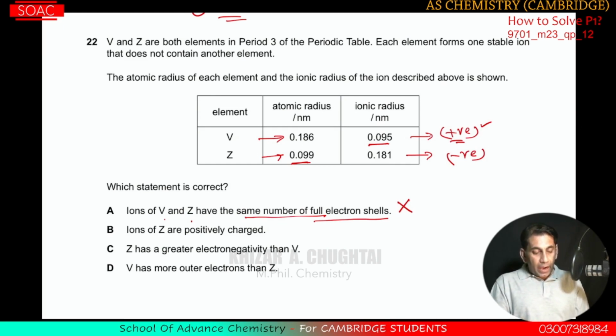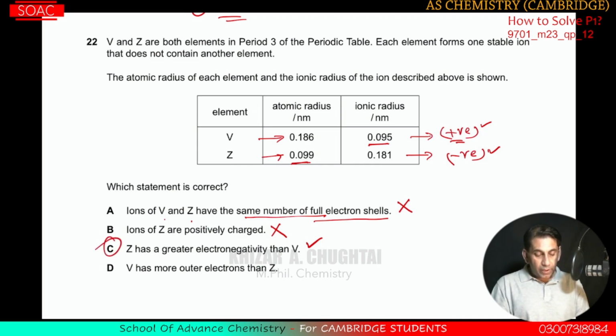Second one, ions of Z are positively charged. No, as we have checked, it is negatively charged. Z has greater electronegativity than V. Who is making the negative charge? Z. So yes, it is true. An element that has more tendency to gain electrons has a chance of making a negative ion. Yes, it is true. C is the correct option.